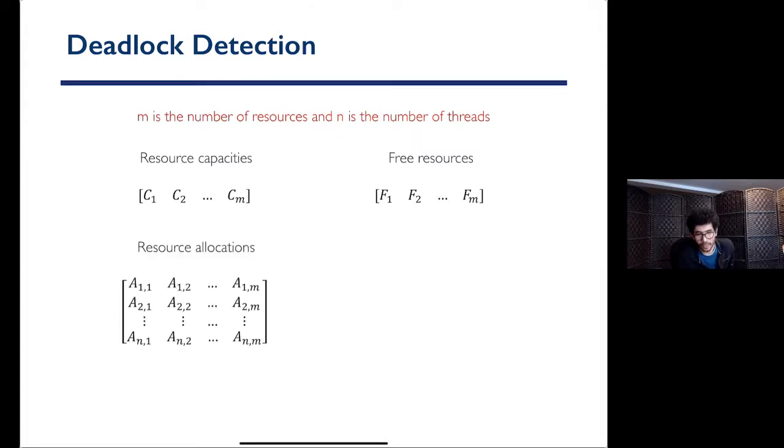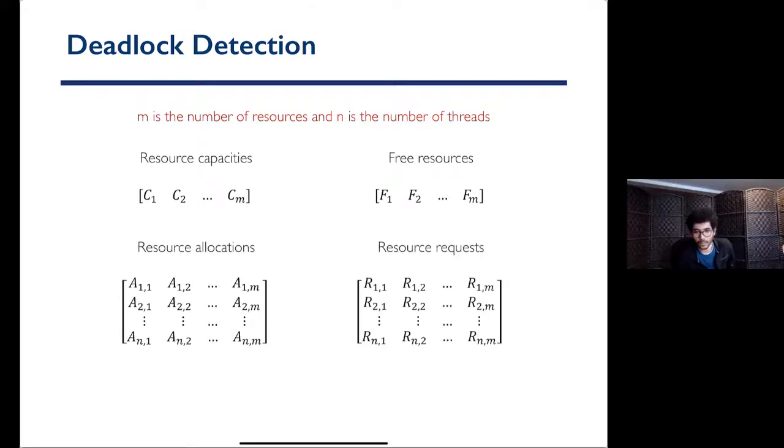Then we're going to have a matrix of resource allocations. So each row is going to represent a thread. That's why we have n rows. And each column is going to represent a resource. Now, Aij shows the allocation of resource j to thread i. How many units of resource j have been allocated to thread i.